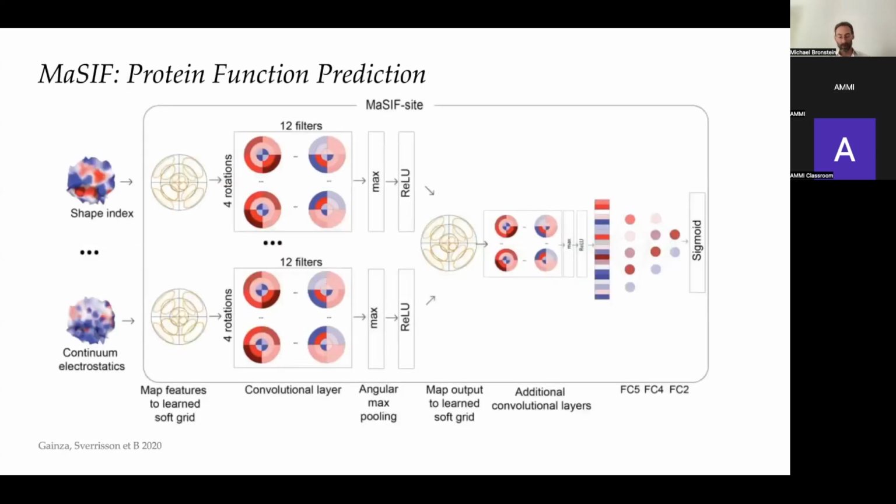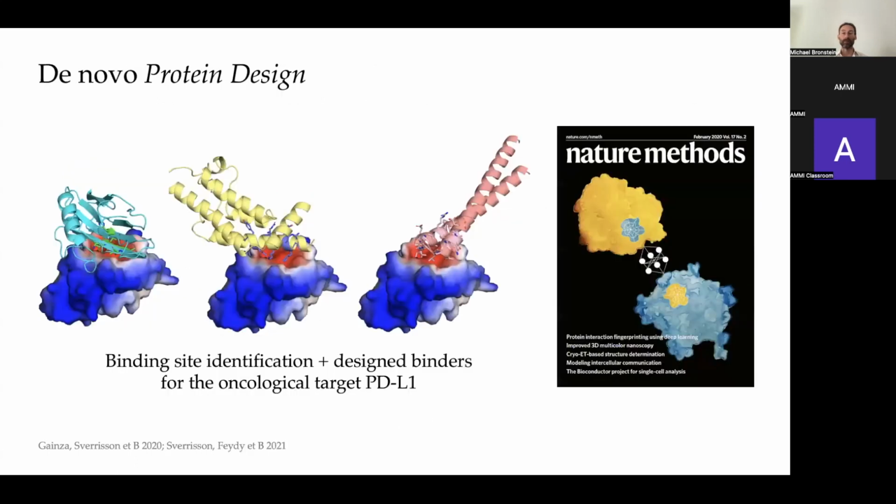So what I did with my collaborators in Switzerland, we designed geometric architectures. In this case, we represented proteins as surfaces, and we tried to predict where and how they will be binding. And this was an important step in designing new proteins, what is called de novo or from scratch design, where the protein with desired properties, for example, binding to the oncological PD-L1 target, is built in this way. And that was an architecture that we called MaSIF.